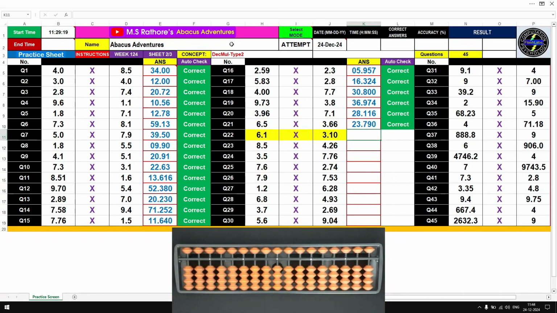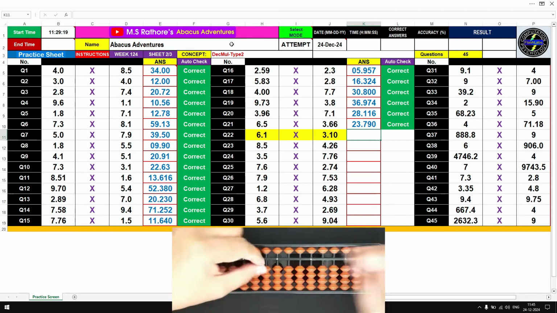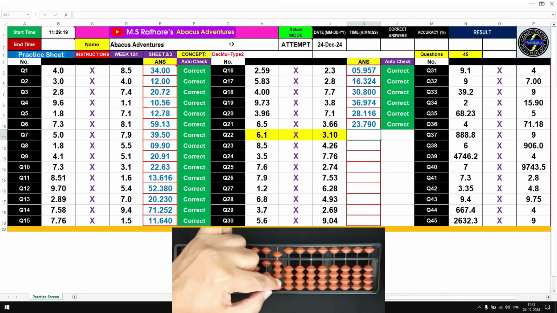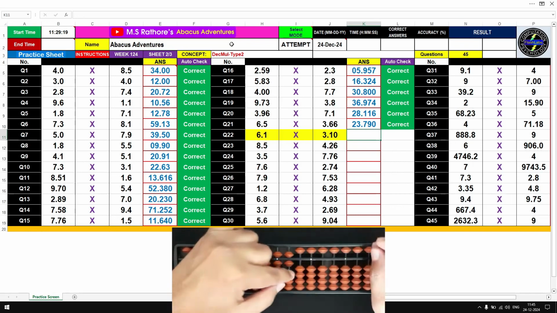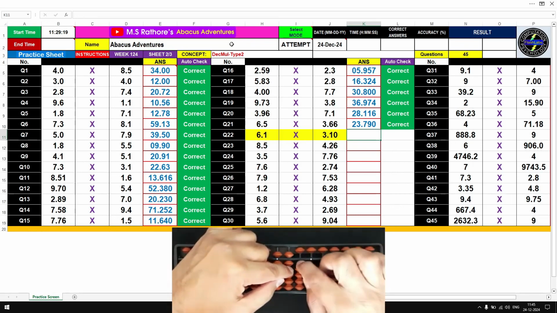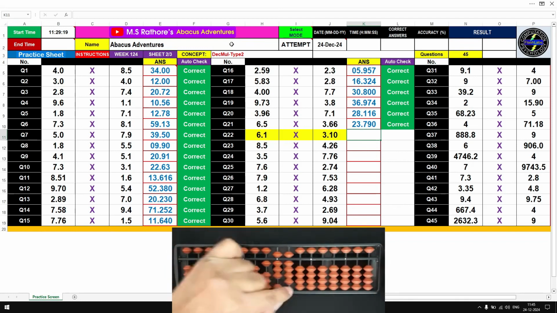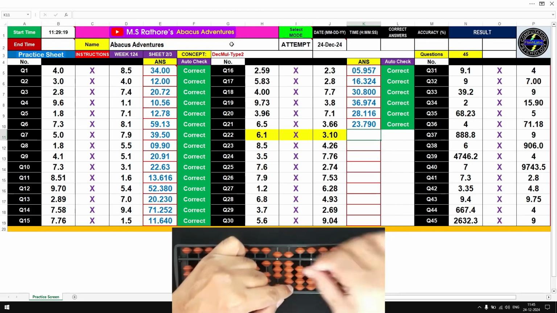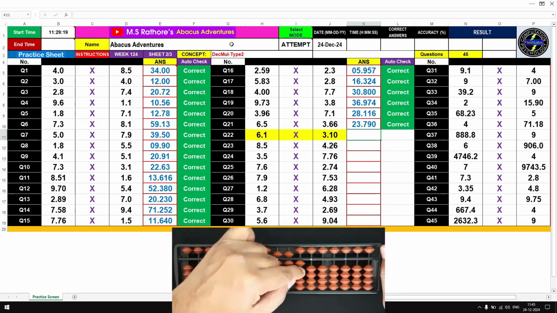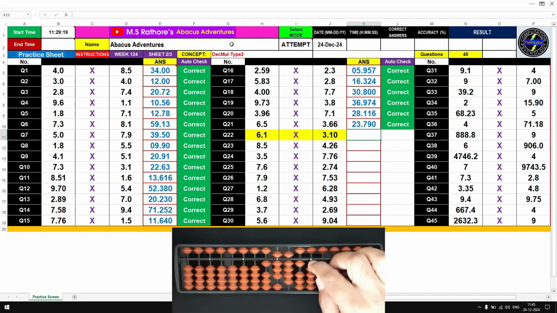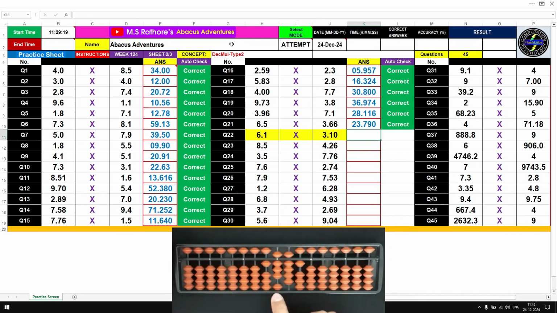Question number 22, 6.1 multiplied by 3.10, visualizing the smaller number on the right side and the bigger one on the left side. Let's begin from rod number 2. 6 3s are 18, shifted. 6 1s are 06, shifted. 6 zeros are 00. Round 2 begins from rod number 1. 1 3 is 03, shifted. 1 1 is 01, shifted. 1 zero is 00, and the final answer is 18.910.